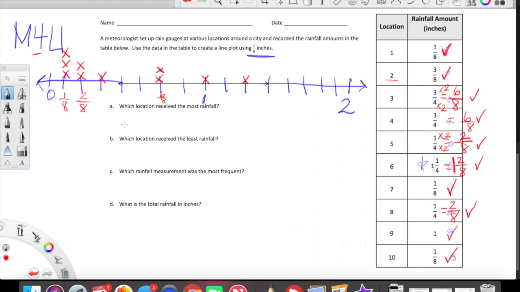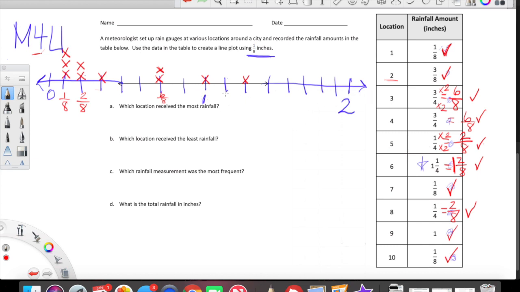Now let's go ahead and look at these analysis questions. Which location received the most rainfall? Well, that's interesting. The most rainfall, if I look on our graph here, 0 is all the way to the left, 2's all the way to the right. What do we have right here?